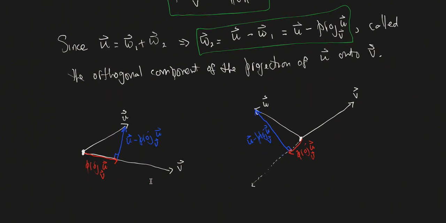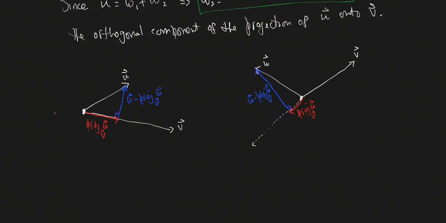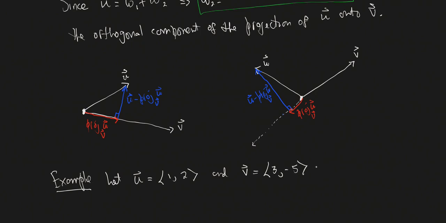All right. So let's look at an example of this. Let's do a 2D example, just kind of mix it up. Some of our examples will be 2D, some of our examples will be 3D, not much difference in the calculation. So let u be the vector 1, 2, and v be the vector 3, -5. I am not even going to sketch these.